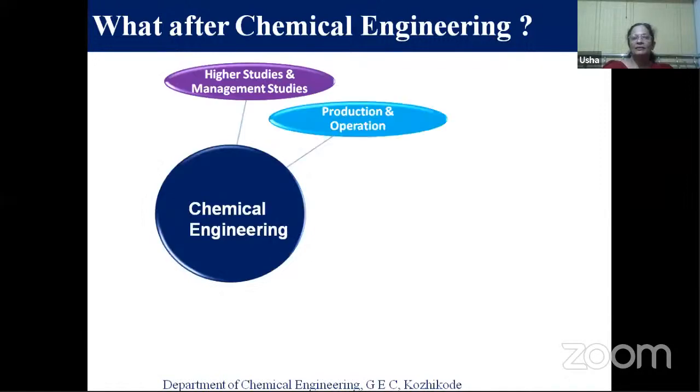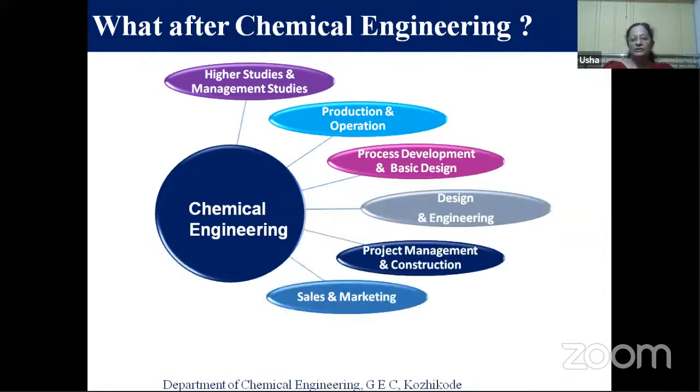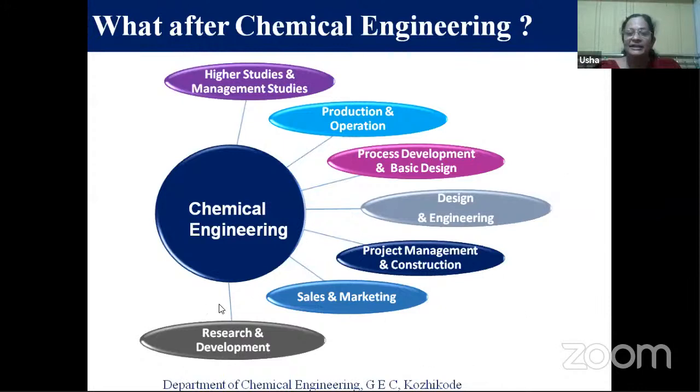And what is next? What are the opportunities after studying chemical engineering? What are the higher opportunities of chemical engineering? After studying that, the options are higher studies and management studies. Then there are production and operations jobs, process development and basic design, design and engineering, project management and construction, also sales and marketing, and then research and development. These are the different options in chemical engineering.